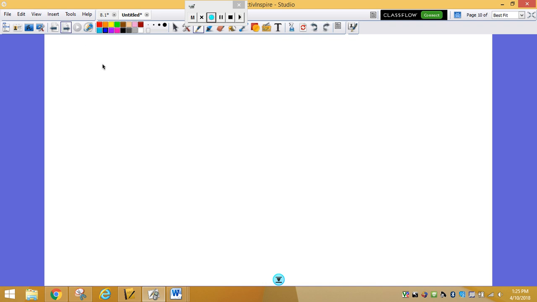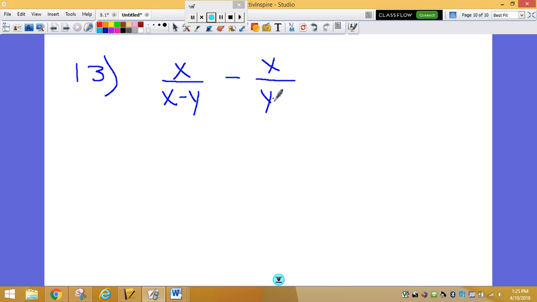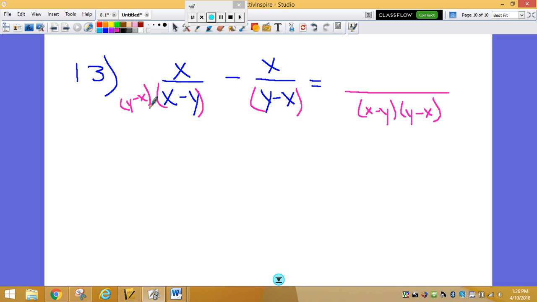All right, 13 looks like this. X over x minus y minus x over y minus x. So this is a lot like the last problem we just did. They're close to being the same, but they're not. So I'm going to have an x minus y and a y minus x. I have the x minus y, so I need to add the y minus x.